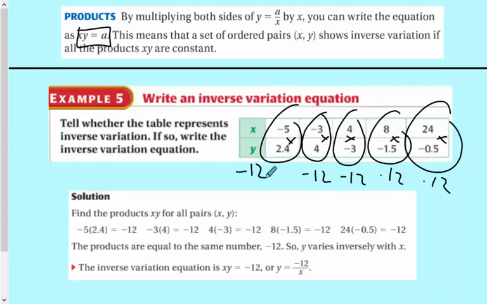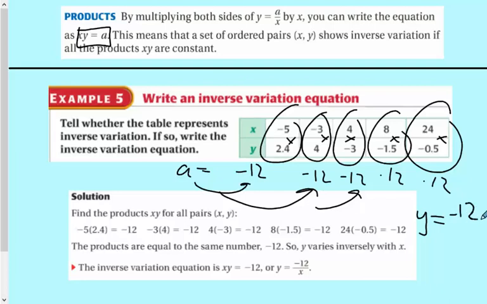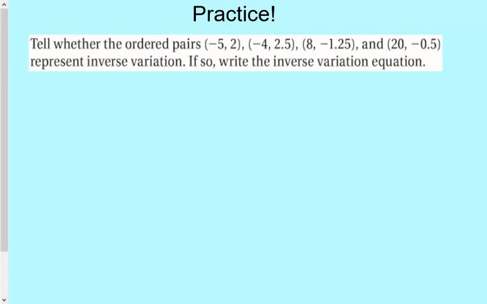And so what you see is this is an inverse variation equation. And then we know that since xy equals a, A is -12 for all of them. So your equation is y equals -12 divided by x. And it's that simple. You just multiply the x, y pairs and see if it works.